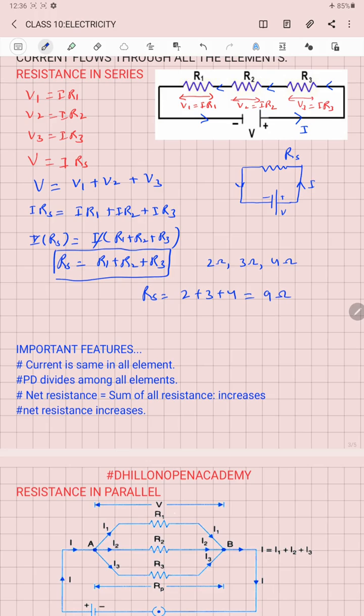So the important feature of this series circuit is that the current in all the resistances, all the elements, will be the same, but the potential difference of the battery will be divided among the different resistances, with the condition that if we add up the potential difference of all the resistances, it must be equal to the applied potential. Net resistance is simply the algebraic sum of all the individual resistances, so net resistance increases. This is the resistance in series.